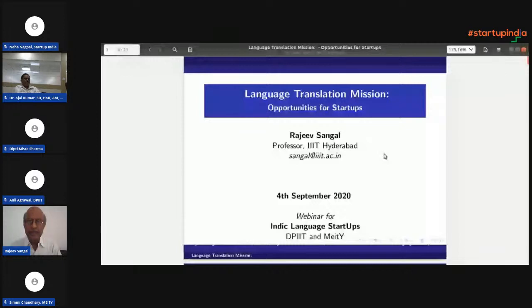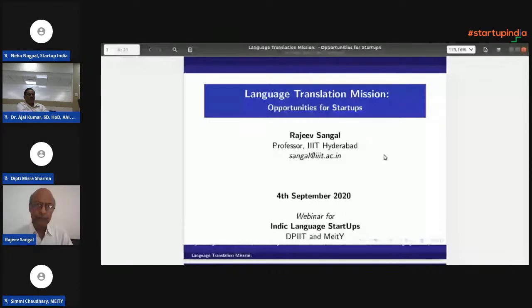So I'll talk about why Indian languages and translation. I'll talk a little bit about technologies very briefly. And then more importantly, what is the status and readiness of the technologies? And what can be done for commercialization? And this is where a very important role of startups and other companies comes up. And so let us start looking at the issue.